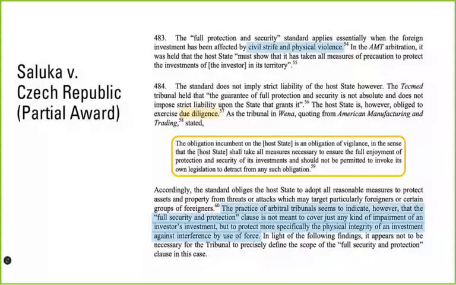And the reason why the Saluka tribunal was so explicit is because in the meantime there had been lots of tribunals that had said, and I will show you an example later, that it's not just about physical security, it's also legal security, which basically means FET, like the stability of the legal framework and so on and so forth. And so the Saluka tribunal was very clear: no, we need to put a stop to this line of jurisprudence. We need to make it very clear that those are two different things. This is just about physical security.